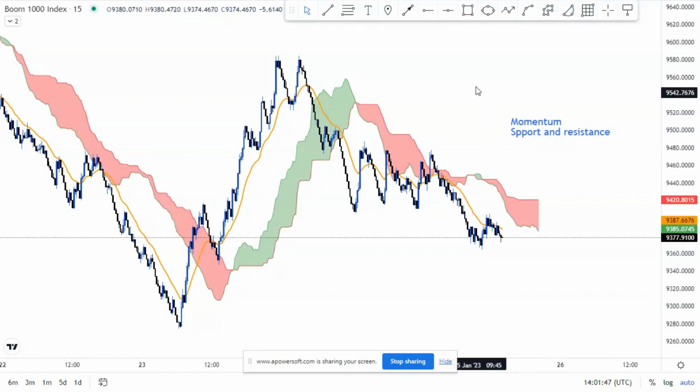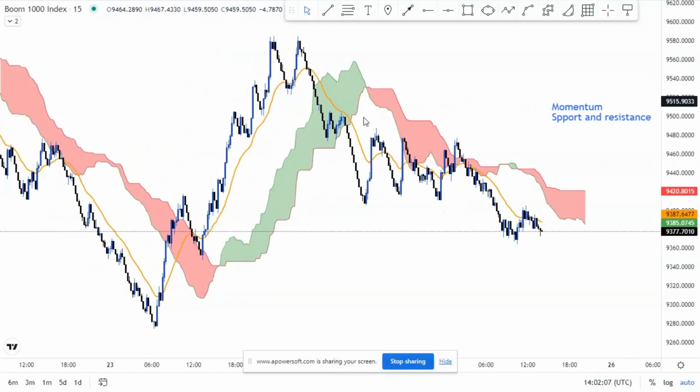Basically, identifying these areas with the purpose of determining where we are going to take entries. Taking sell entries at areas of resistance, and then taking buy entries at areas of support.